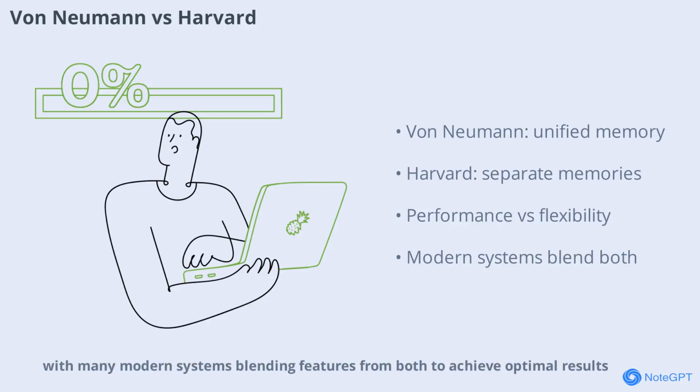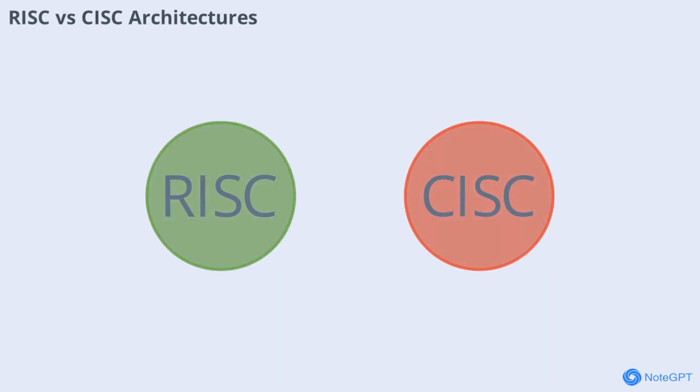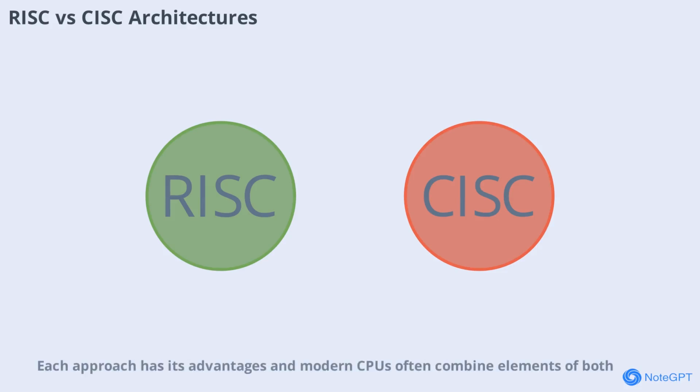RISC, reduced instruction set computer, and CISC, complex instruction set computer, are two major CPU design philosophies. RISC uses a small set of simple instructions, making CPUs easier to design and faster for certain tasks. CISC includes more complex instructions, allowing for more powerful operations in a single command. Each approach has its advantages, and modern CPUs often combine elements of both.